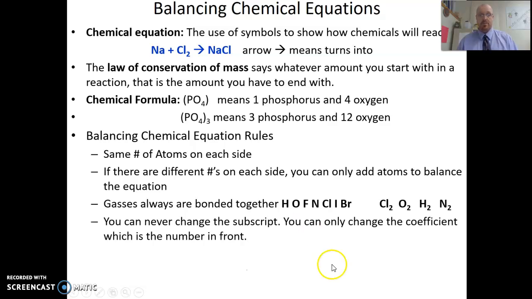They're diatomic. Also know that you can never change the subscript. You can never change that little 3 down there below the phosphate parentheses. You can only change the coefficient, which is the number in front. And we'll have lots of practice on this.